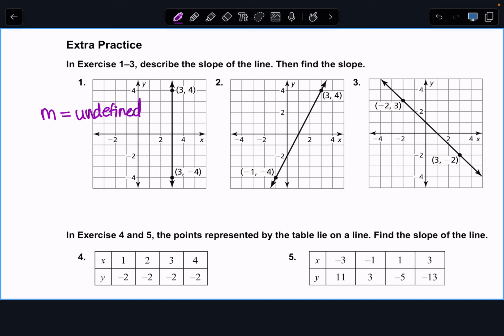Okay. Now, in this line, we need to calculate our rise over our run. So how far do we rise? Eight. Okay. And how far do we run? 4. I think it's 4. So our slope would be rise over run. Is this positive or negative? Positive. It would be a positive 2.